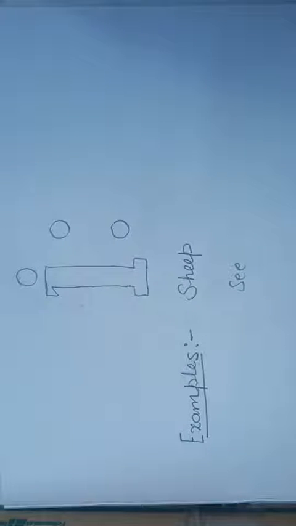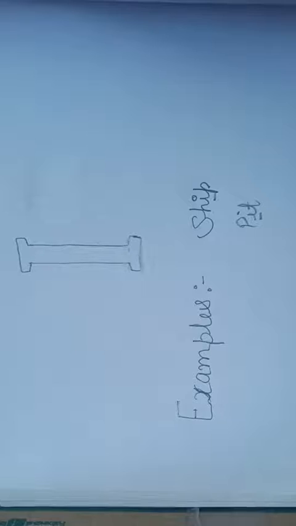Our first sound is E. For examples, sheep, sea. Let's move to our second sound. I. For examples, ship, pit.